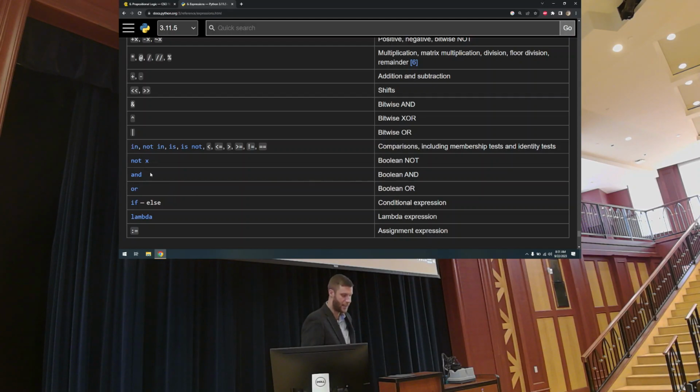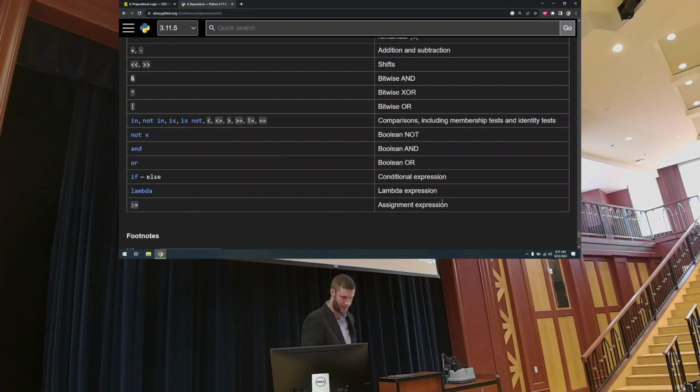It looks like Python will do and before or. So if I didn't have the parentheses, it would have still worked out. But if there's ever a chance of ambiguity, is adding parentheses a bad thing? No, it's a good thing, right? Make your code as clear as possible.